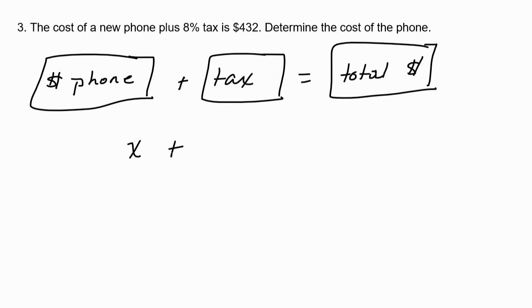The tax I don't know, but I know it is 8% of the cost of the phone. So 8% is 0.08 written as a decimal times X, right? Multiply 8% times the cost of the phone to get the tax. And I know that that total is $432.